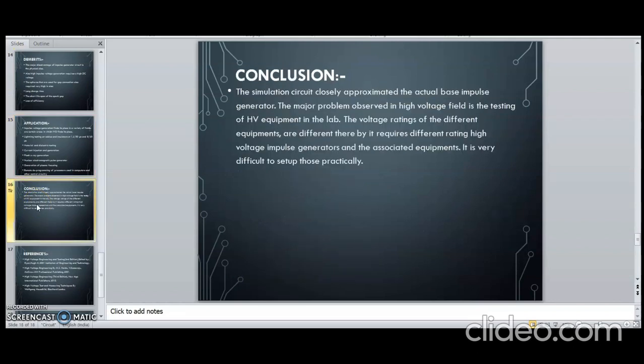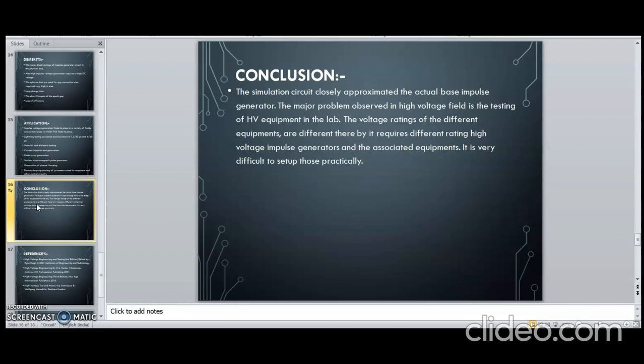To conclude this experiment, the simulation circuit closely approximated the actual base impulse generator. The resistance value of the stage front resistor also had an impact on the time to peak. In an actual impulse generator, this value is adjusted to bring the time within tolerance. The peak voltage was also well within tolerance and closely approximated the base impulse generator.